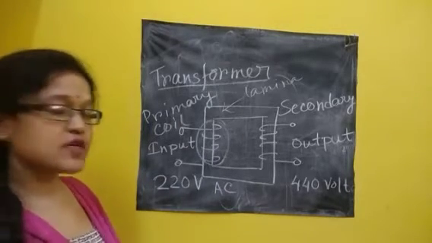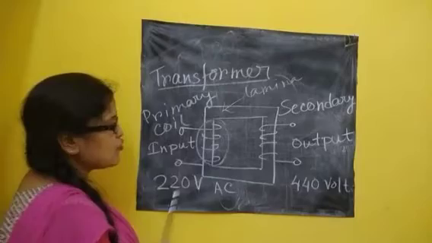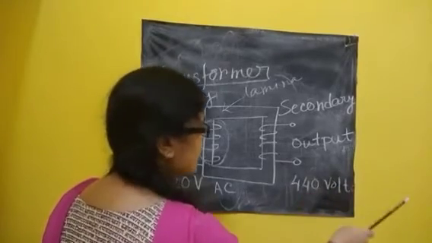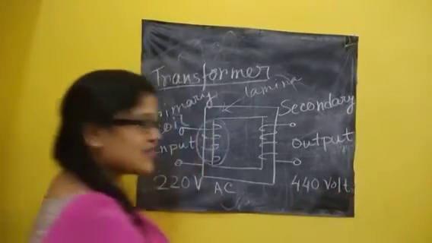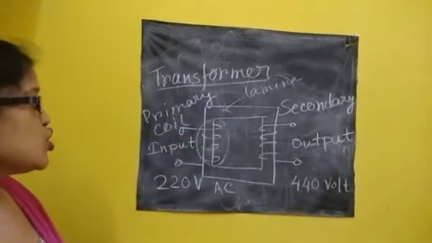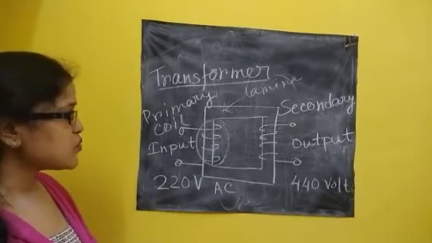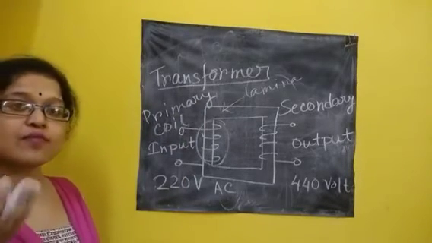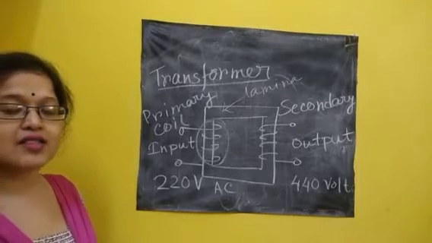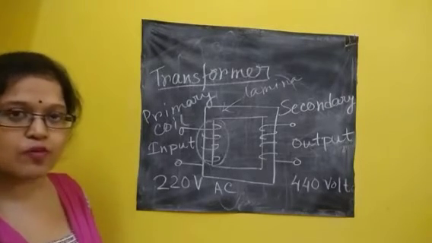Continuous step means first suppose I am getting 220 volt, then 440, then 800, then 1000. Like that continuous step is there. So when by the transformer we can increase the magnitude of the alternating current, that is called step up transformer.